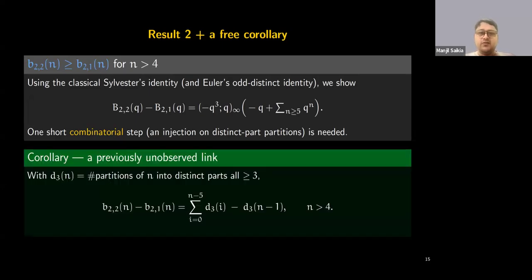But what I want to leave you with is that there is a corollary, which is a previously unobserved link between partitions into distinct parts and hook length biases. If we look at the difference between these two hook length biases for t-regular partitions, it turns out that this difference is equal to the number of distinct parts partitions where you are not allowing the parts 1 and 2, but all the other parts greater than or equal to 3 are allowed. This comes out very naturally from the q-series proof that we have, which is not very easy to see from the combinatorial description of the result.